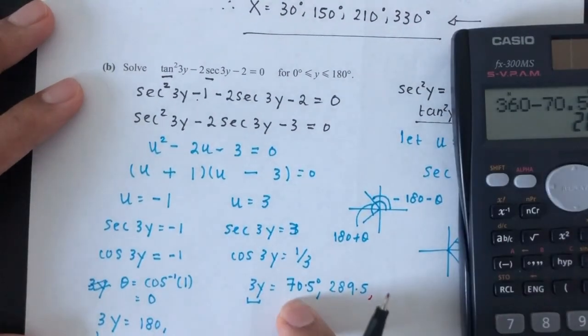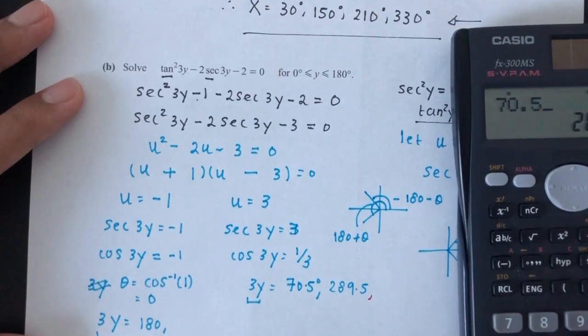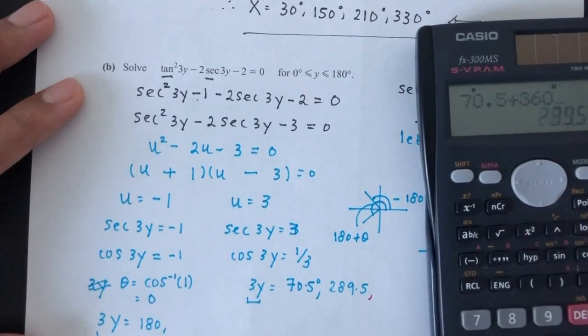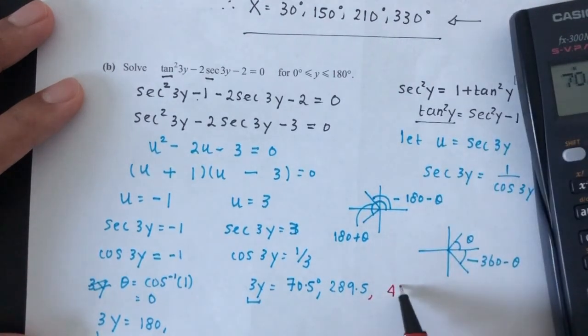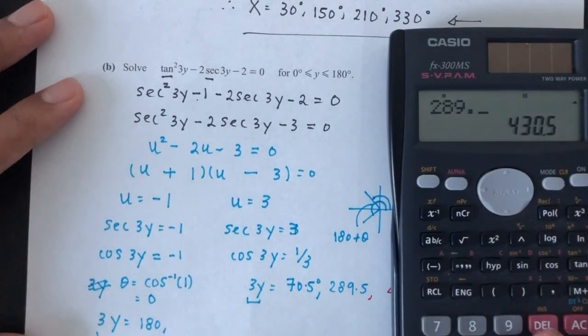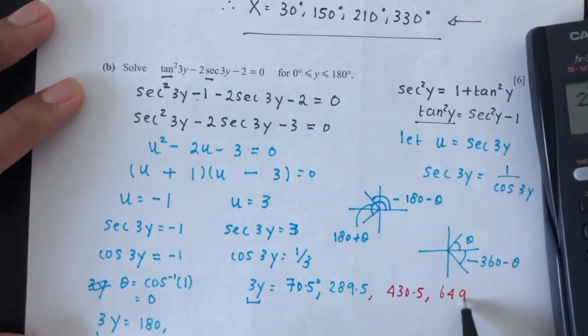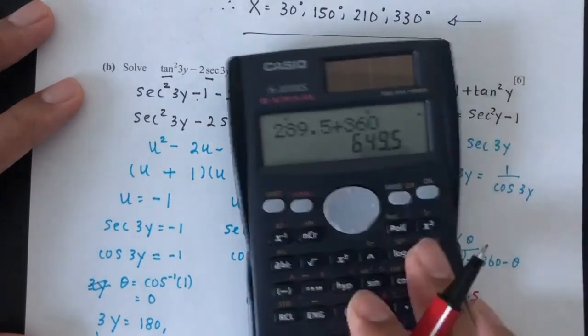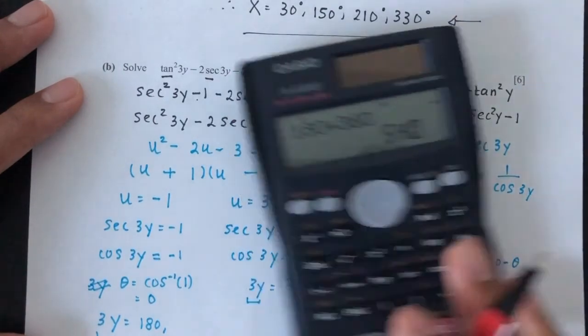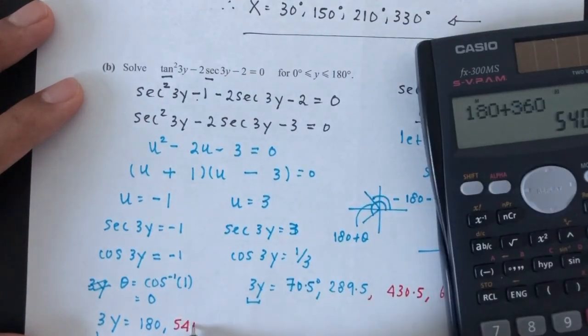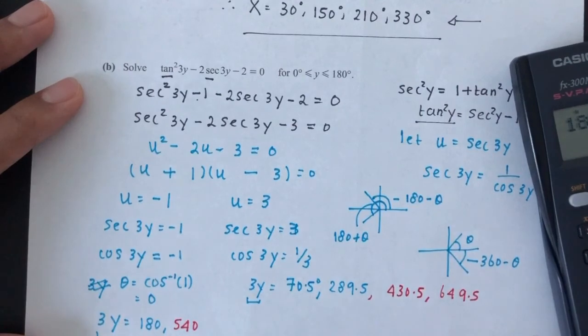So first let's add 360 to this. 70.5 plus 360, that is 430.5, and this one plus 360 will be 649.5. Same thing here, 180 plus 360, that will be 540. These values are only testing values, because we have 3y instead of just y. We're just testing if we have these values in the range or not.